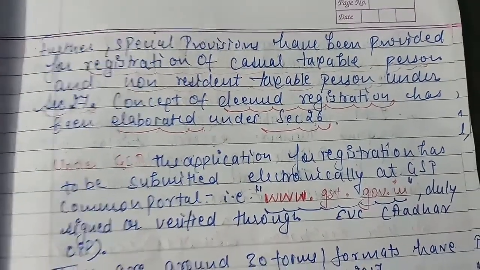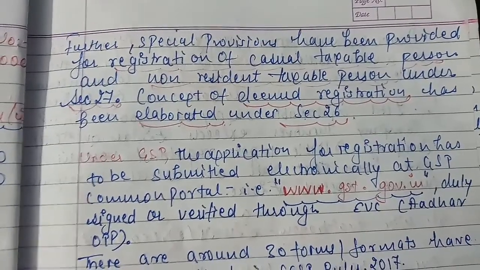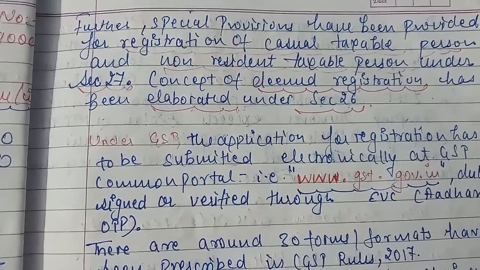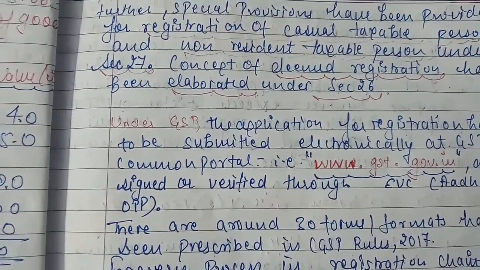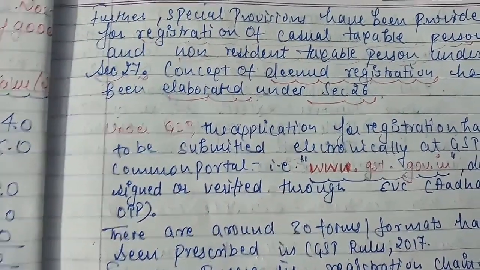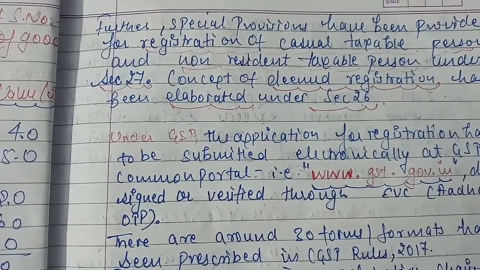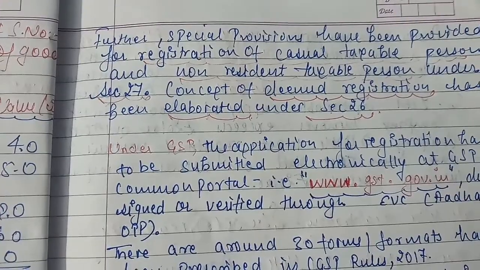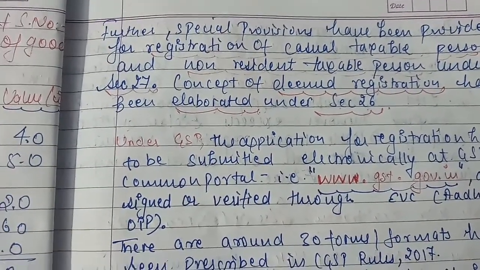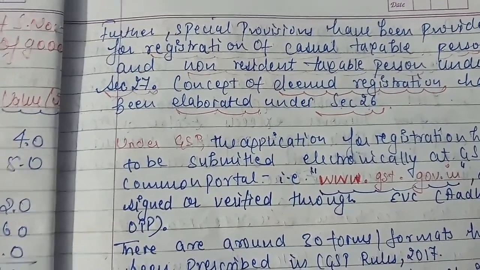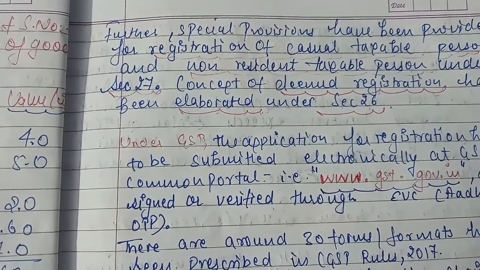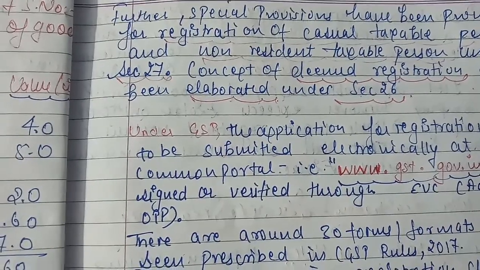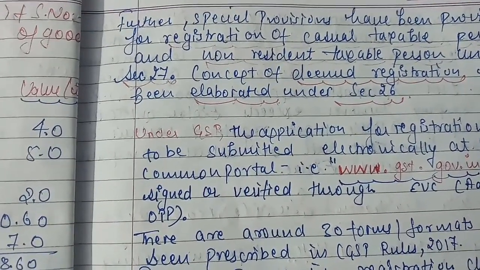In the earlier video, I completed the topic of compulsory registration, that is section 24 of GST, and in this video I will start with the next topic related to registration, that is procedure for registration, and it consists of three sections, that is section 25, 26 and 27, and in this video I will complete section 25. Now let's get started.